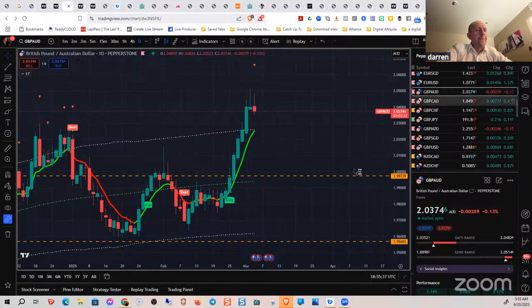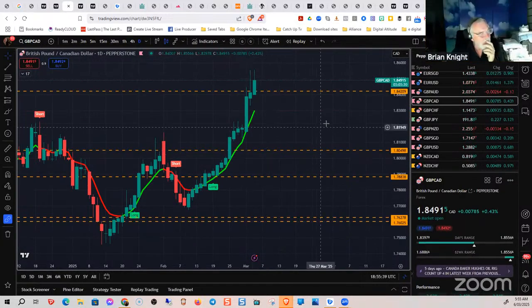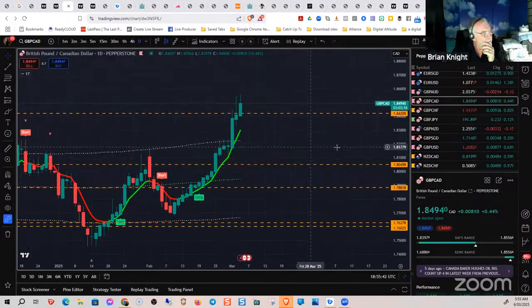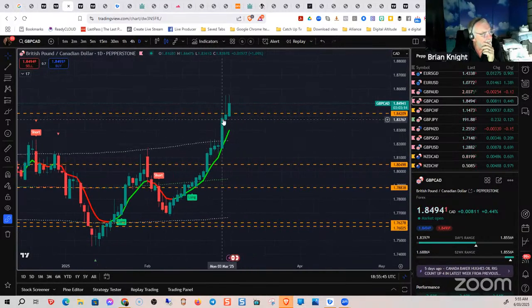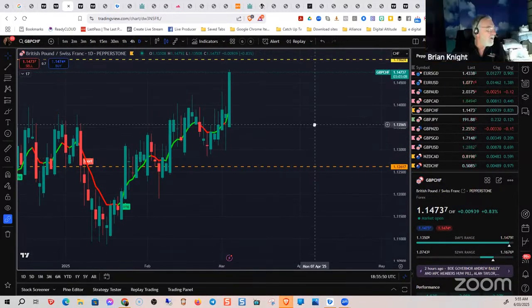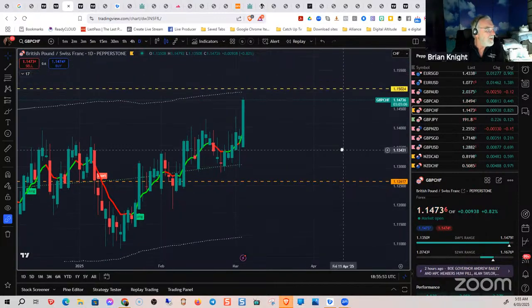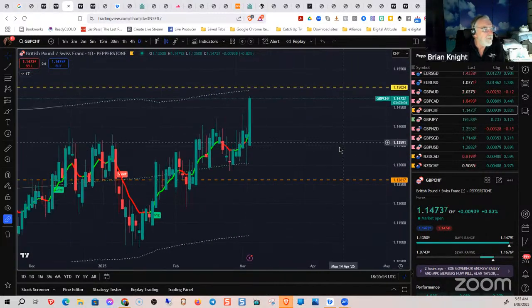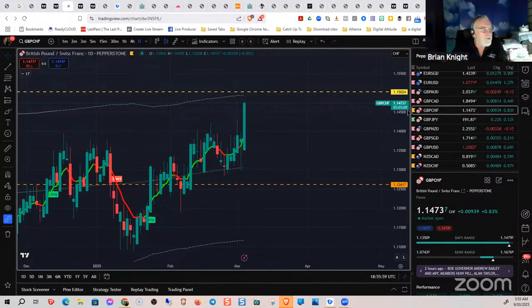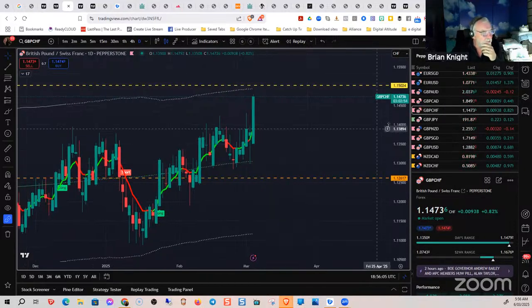GBP CAD. No, that's still pushing up. We're not ready yet. GBP CHF. Wow, same, pushing up. That's not at the top of the area, but I'm going to put a pink on that now, because like everything GBP is looking interesting.